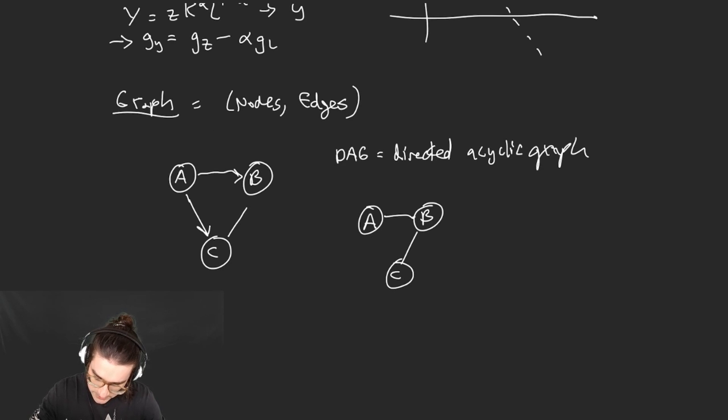If I change this up a little bit, I'm going to add an edge from C to B, and I'm also going to make the edge here go from B to A.